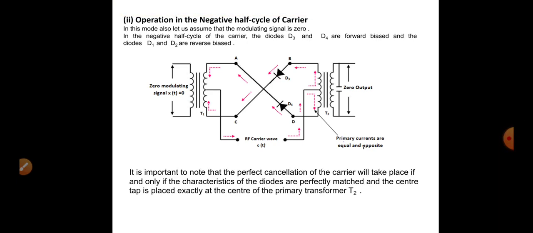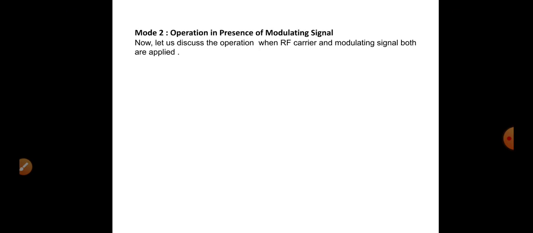It is also important to note that perfect cancellation of the carrier will take place only when the characteristics of the diodes are perfectly matched and the center tap is placed exactly at the center of the primary of transformer T2. Now we consider the second mode, mode 2, when a modulating signal or message signal is present. Now x(t) is not equal to 0, and both the carrier and the modulating signal are applied.